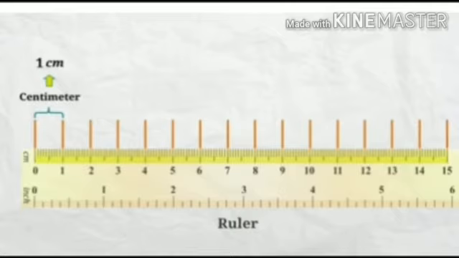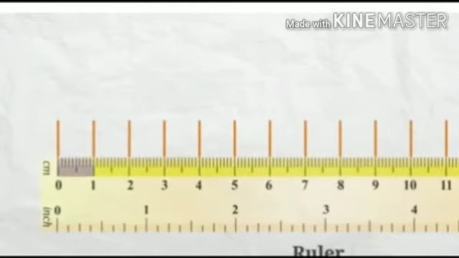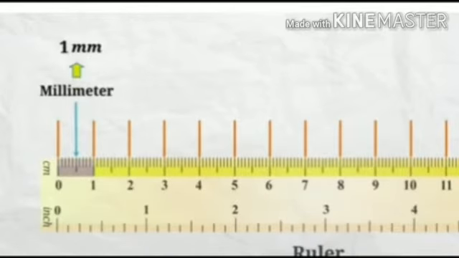Each centimeter is again divided into 10 equal parts. Each of them is called a millimeter or 1 millimeter. We can say that 1 centimeter is equal to 10 millimeters.